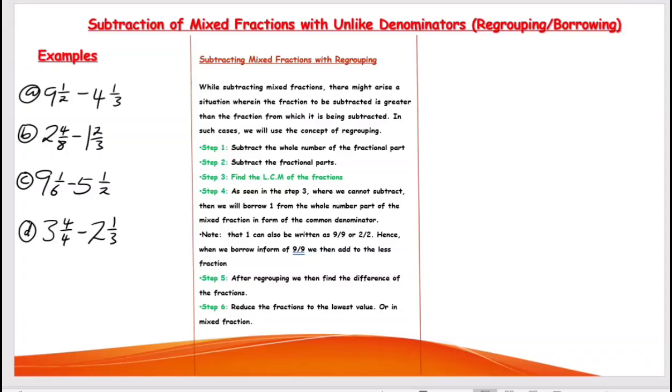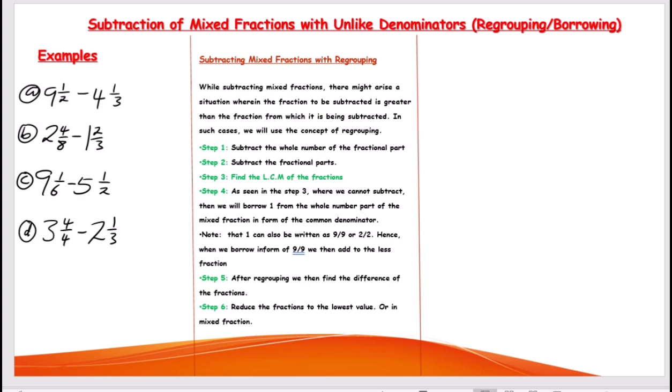Welcome back. Now we're going to continue with our exercise on fractions, and now we're going to talk about subtraction of mixed fractions with unlike denominators. Some of these questions are going to involve regrouping or borrowing of a number from the whole number. But before we proceed, let's consider the following steps.